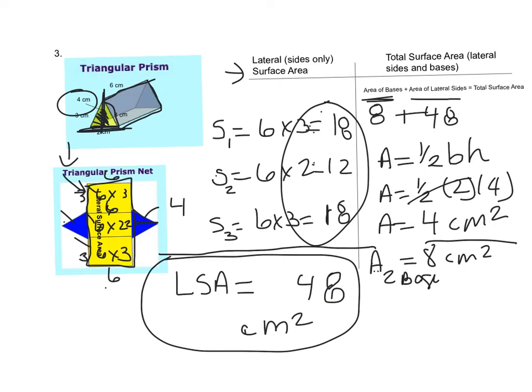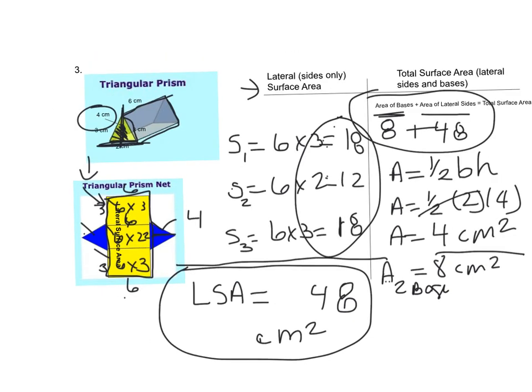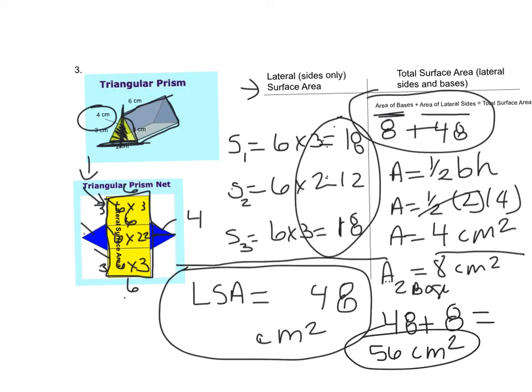So to find the total surface area, we're going to add these two together, and that is 48 plus 8, which is 56 centimeters squared. And there you have it. We have found the lateral surface area to be 48, and we have found the total surface area to be 56 centimeters squared.